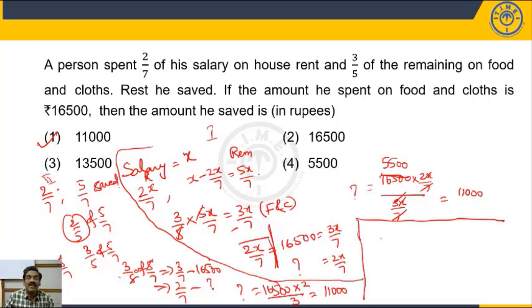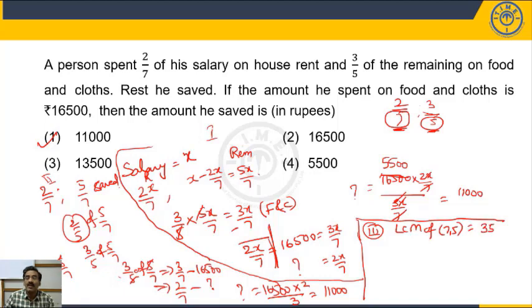Now the third method is, what are the denominators, what are the fractions given in the problem? 2 by 7 is one fraction given, 3 by 5 is another fraction given. What are the denominators here? 7 is one denominator, 5 is another denominator. Let us take the LCM of 7 and 5 as the total salary. So the total LCM of 7 and 5 is what? 35. Because they are prime numbers, they are co-primes.